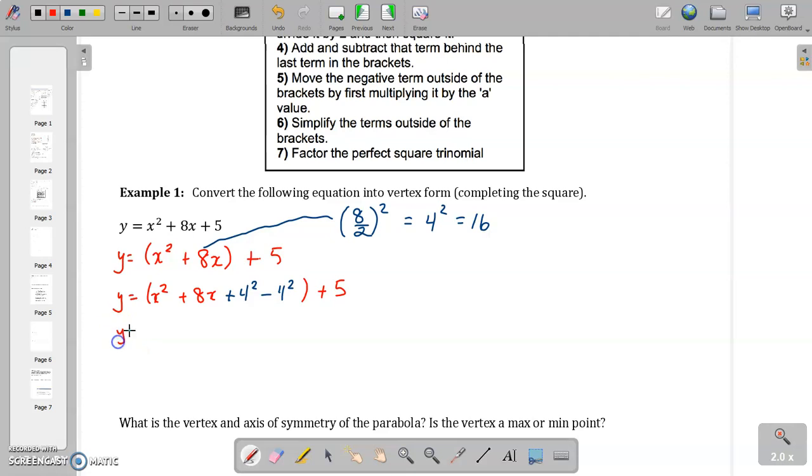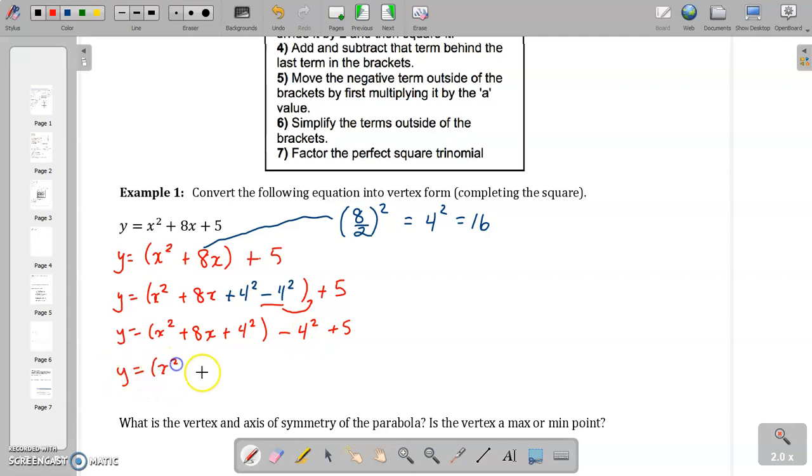Now step 5 is move the negative term outside the bracket. And we'll see in the next example, if there's a number in front of the a, we have to carry that one. We have to make sure we multiply it by that a value. So what we're doing here is then we have x squared plus 8x plus 4 squared. And now this moved out, so we have minus 4 squared plus 5. And we know 4 squared is 16.